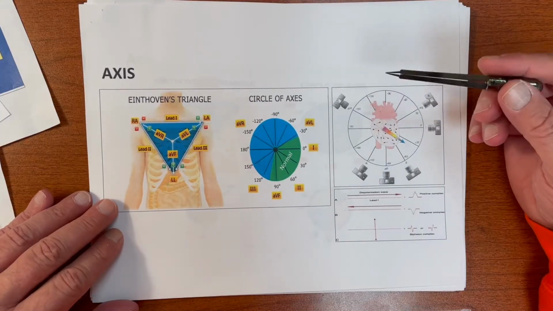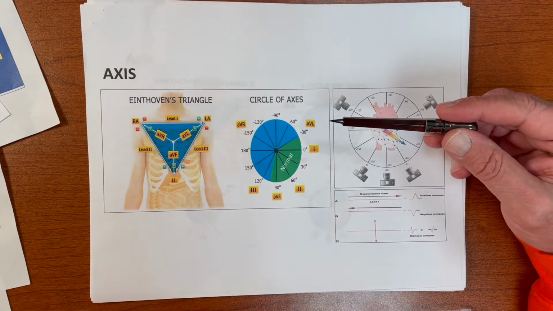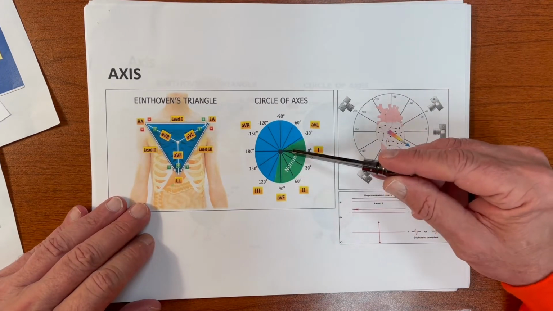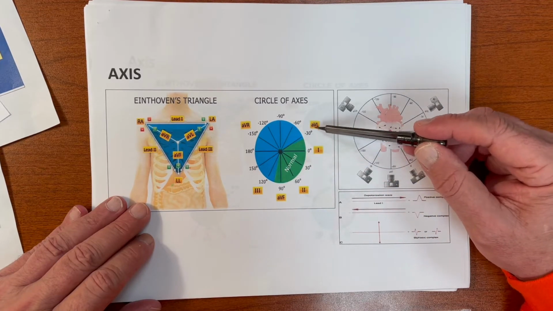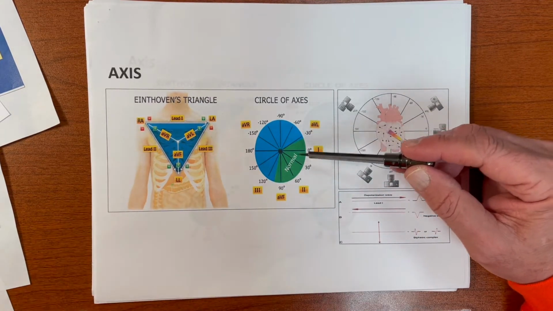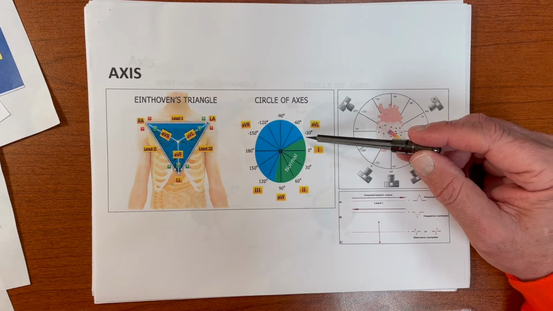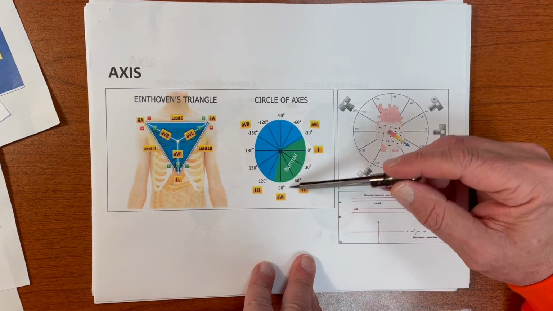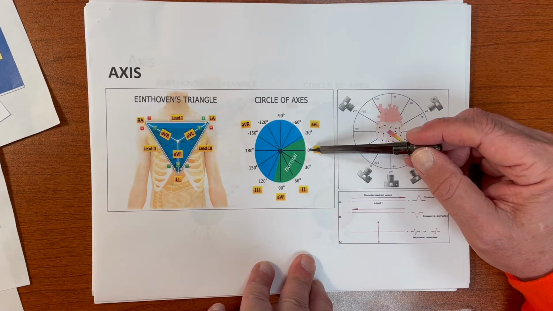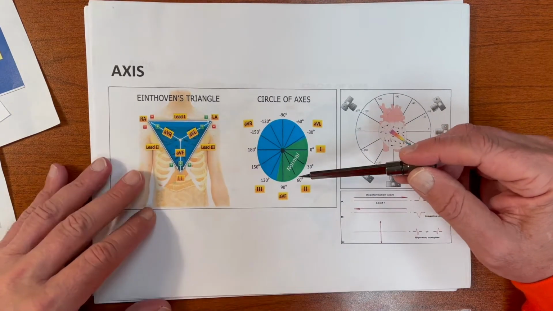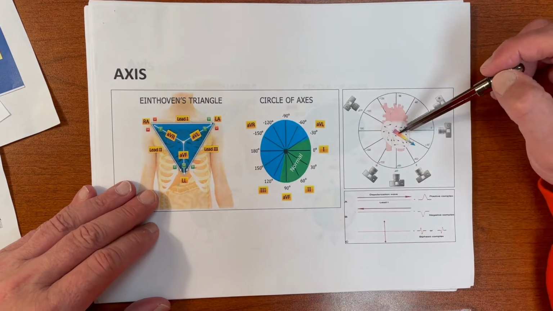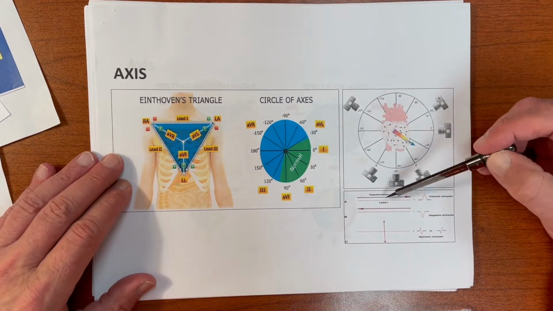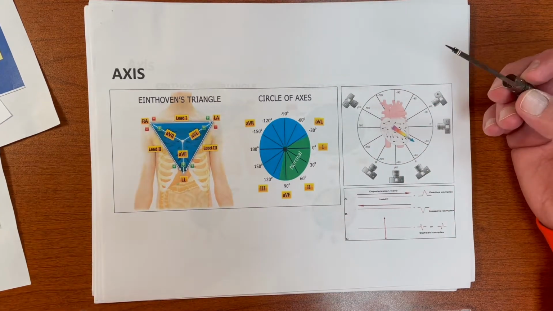Okay? So then how do we use that, in practical terms? If I want to be between 90 and minus 30, that is between AVF and L, I would look for positive complexes, let's say in AVF or 1, okay, or 2. And the more aligned that vector is with a particular lead, the higher the R wave is. Okay, so that's how I can figure it out.